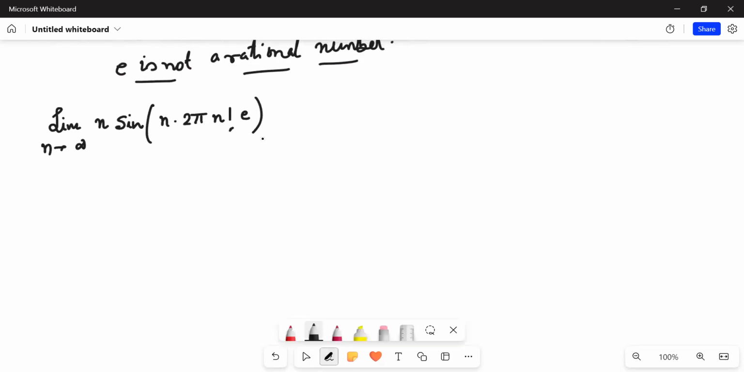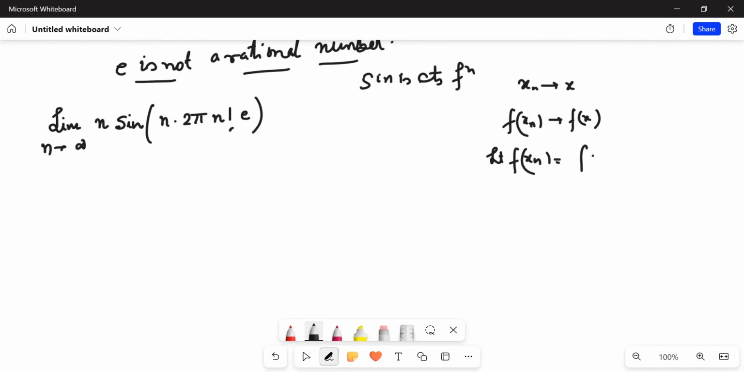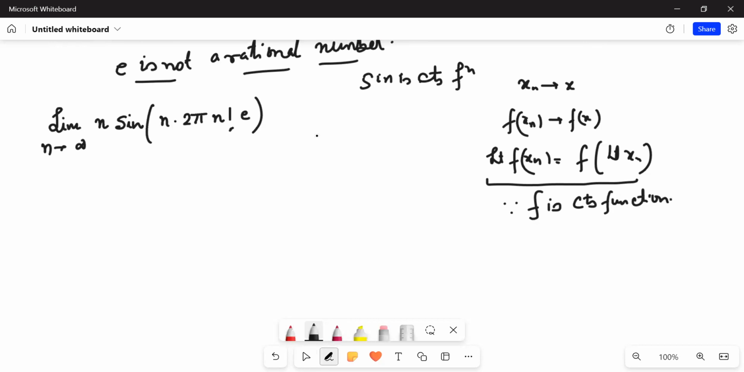See, understand that sine is a continuous function. And I'm just writing it. If you are not aware, then it's fine. But if you're aware, then it's good. That if xn tends to x, then f of xn tends towards f of x. That is, I can write that limit f of xn is equal to f of limit xn here. This is something that we can do for a continuous function, since f is a continuous function.